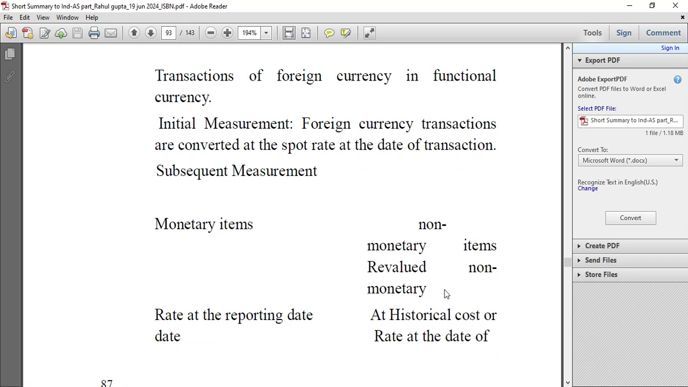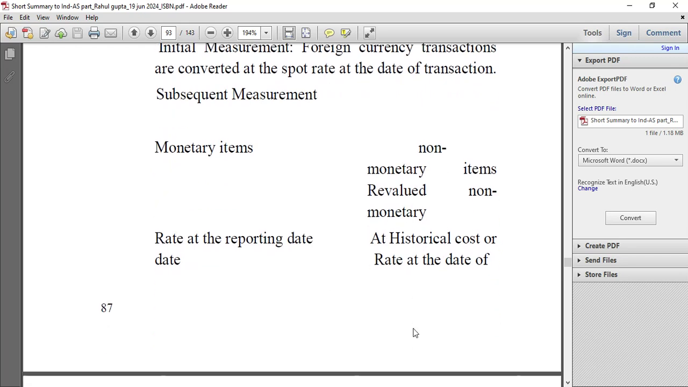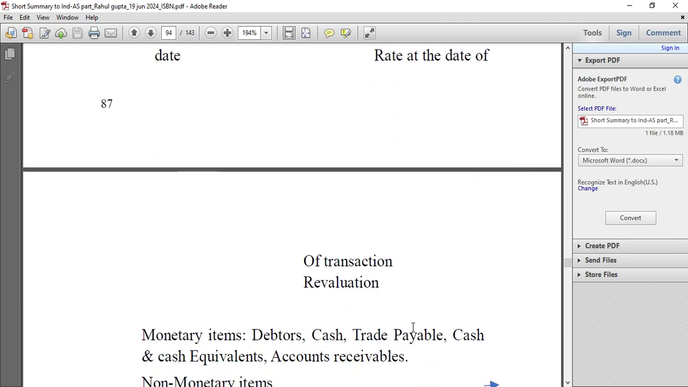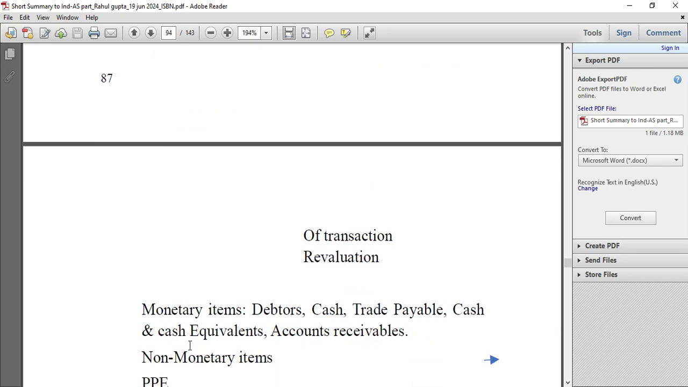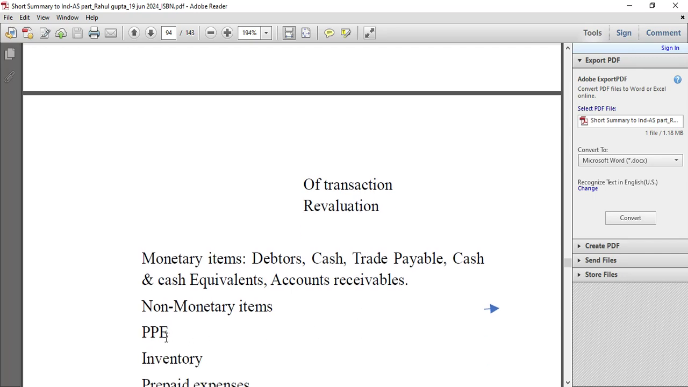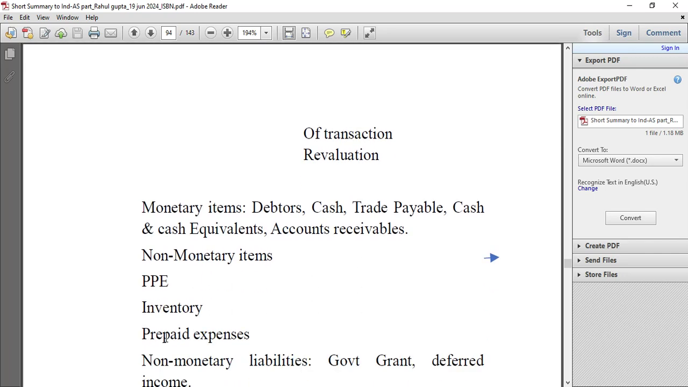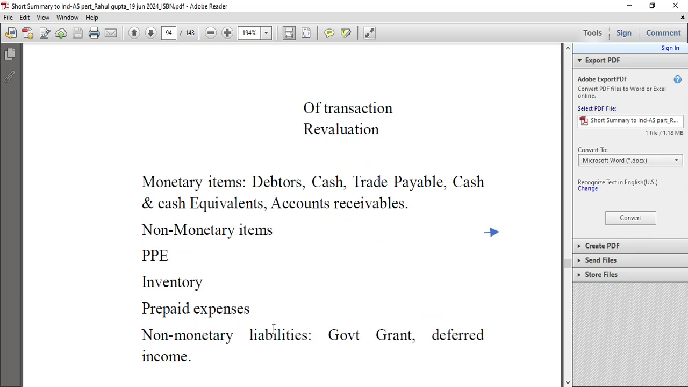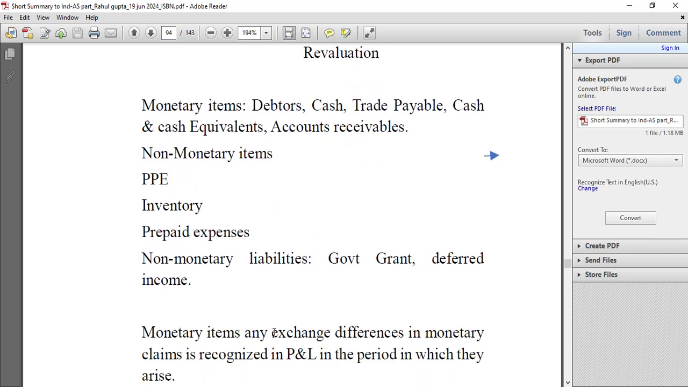Non-monetary items, revalued items, are stated at historical cost or at the rate on the date of transaction or revaluation. Monetary items are debtors, cash, trade payables, cash and cash equivalents, accounts receivable. Non-monetary items are PPE, inventory, prepaid expenses, non-monetary liabilities, government grant, deferred income.